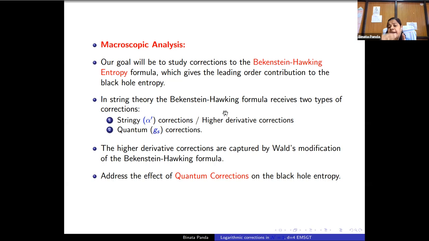If you want to summarize what kinds of corrections one can have in string theory, there can be higher derivative corrections that are even classical. If you take the alpha prime and string coupling, the stringy corrections, there will be higher derivative corrections to the Bekenstein-Hawking formula. And then there can be quantum fluctuations around the background, fluctuations of the fields, and that will give us the quantum corrections. The higher derivative corrections are captured by Wald's modification of the Bekenstein-Hawking formula. Our work is narrowed to the quantum corrections. We want to address the effect of quantum corrections on the black hole entropy. We are not talking about the higher derivative corrections. That is another program.